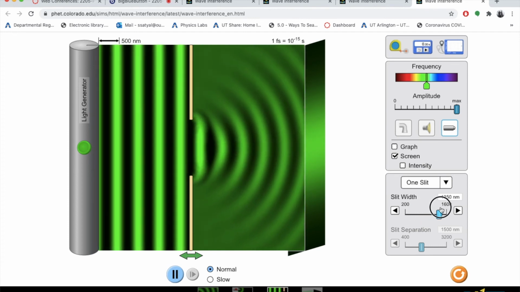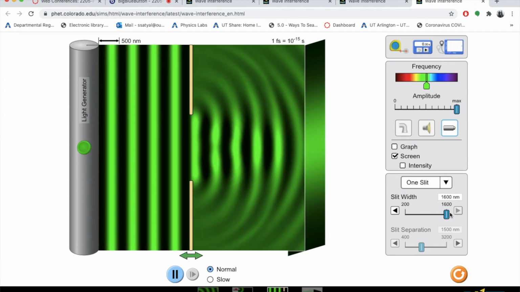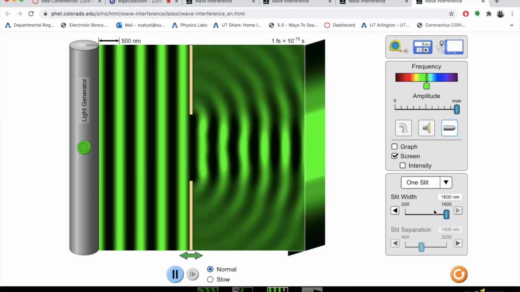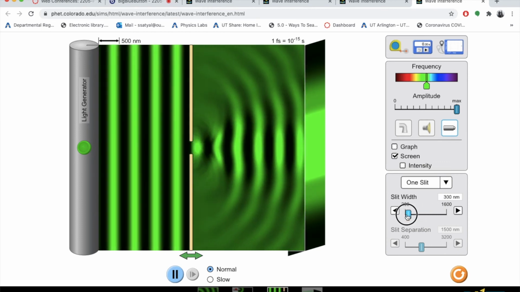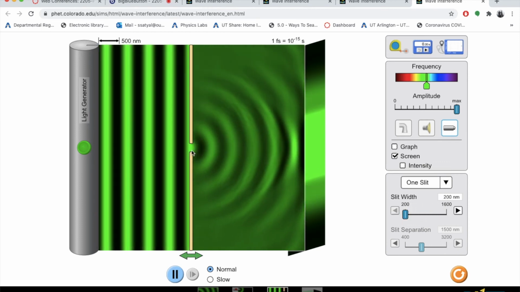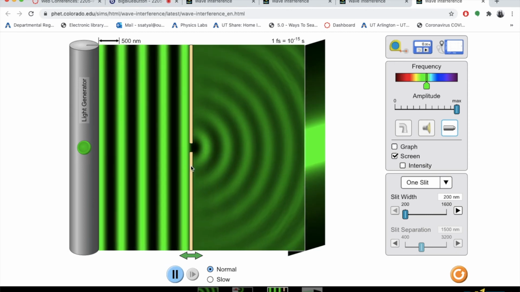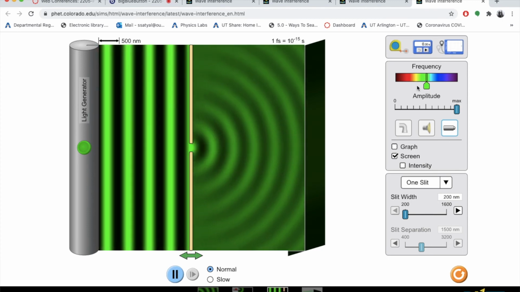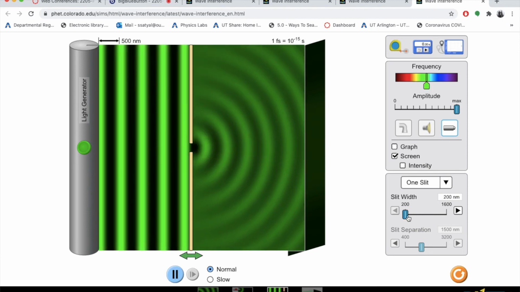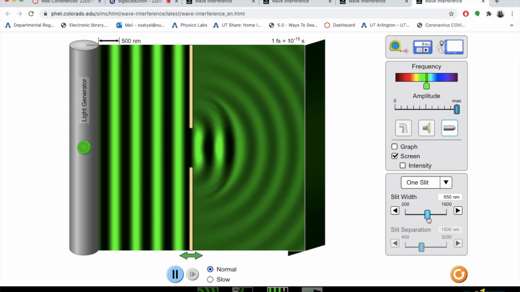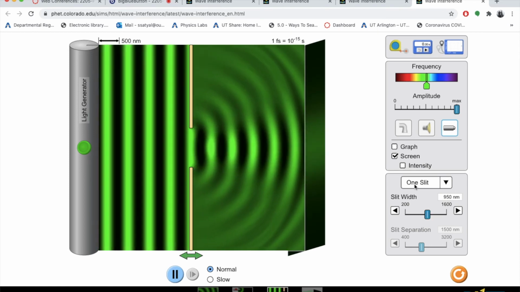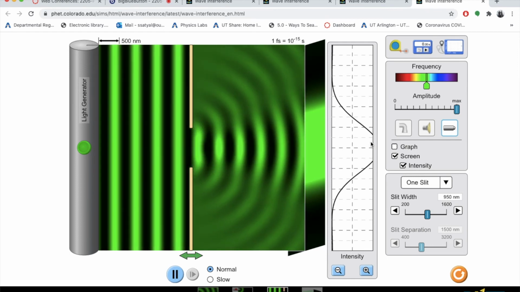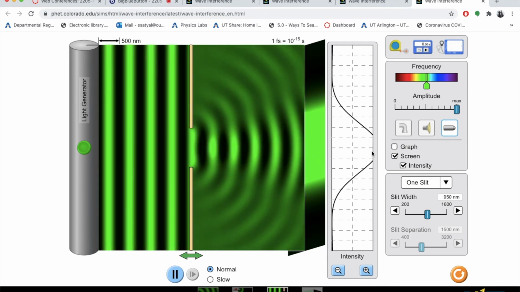Try increasing the slit width here and see how the pattern changes versus a small slit width. This is in nanometers, so that's 500 nanometers, so the width is on the nanometer scale. I can increase a little bit of slit width here. I can also check the intensity graph here.